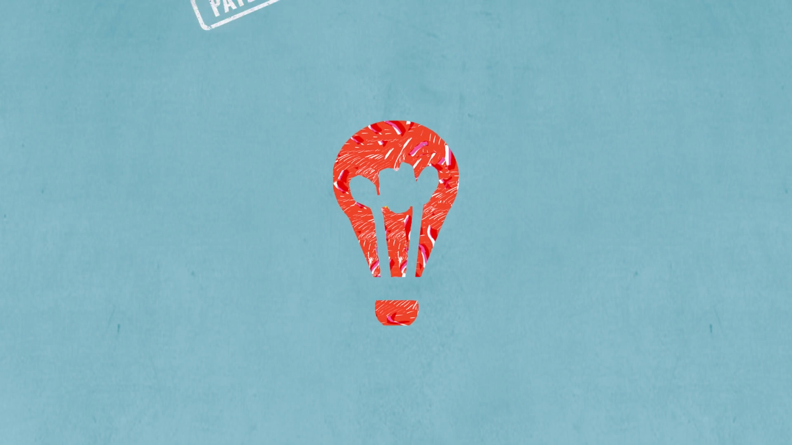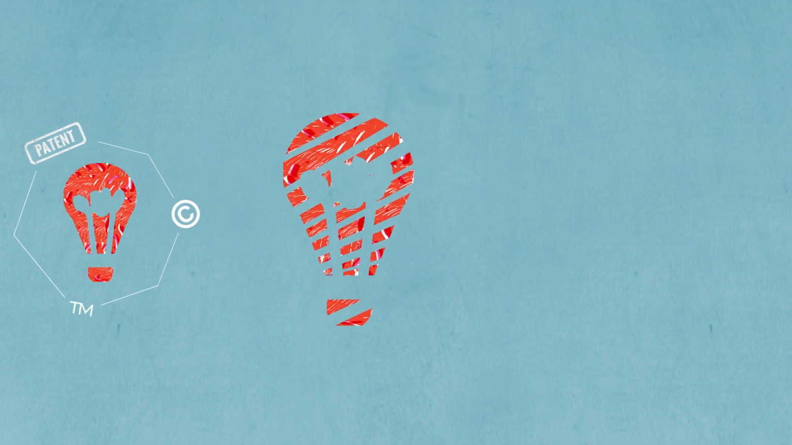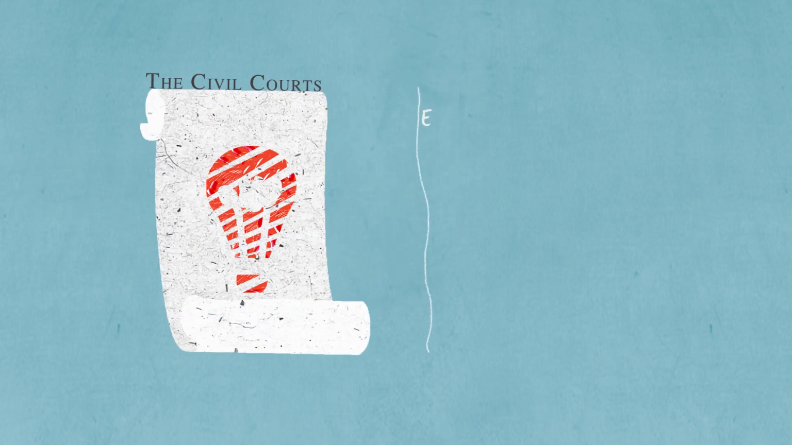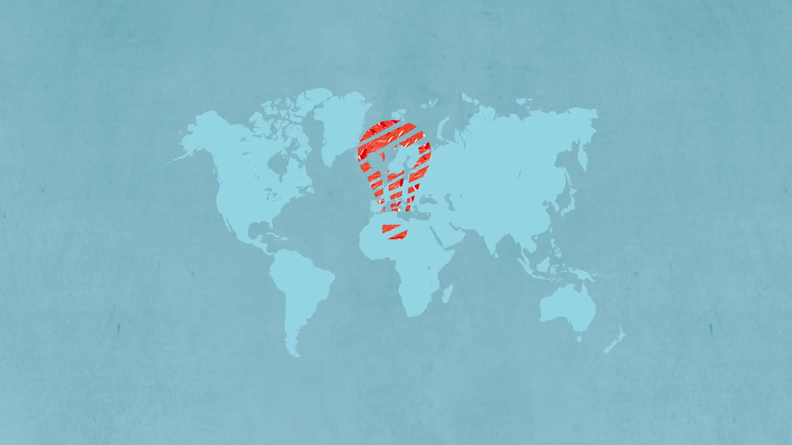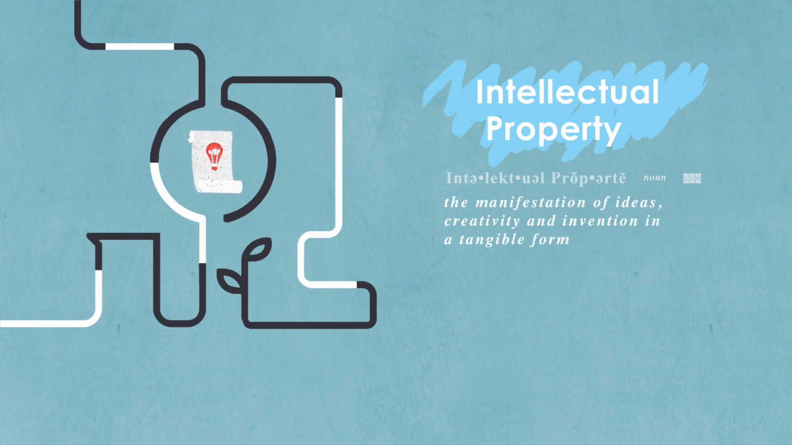Even if you have a patent, trademark, or copyright already, you'll have to protect it by taking someone who infringes it to the civil courts. This can be very expensive and time-consuming, particularly if the infringement takes place in another country. Intellectual property is the manifestation of ideas, creativity, and invention in a tangible form. Intellectual property is often discussed in the same terms as commercial or physical property.